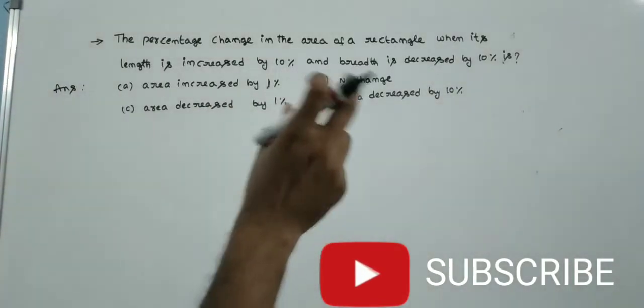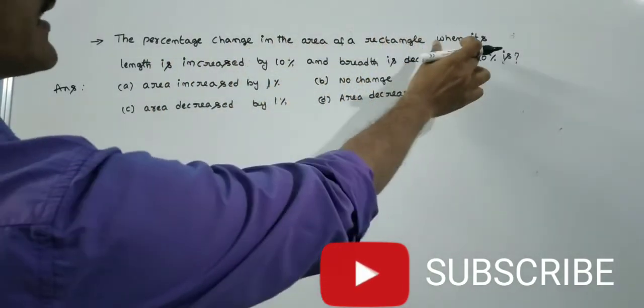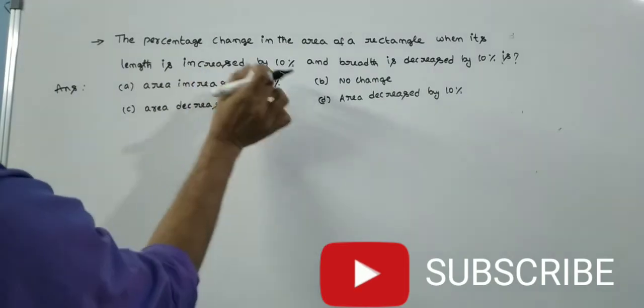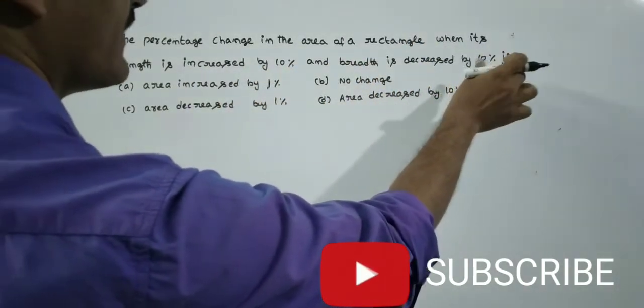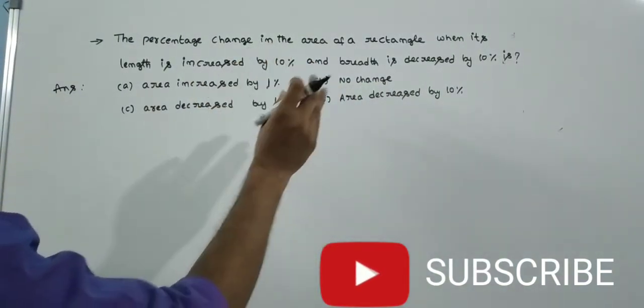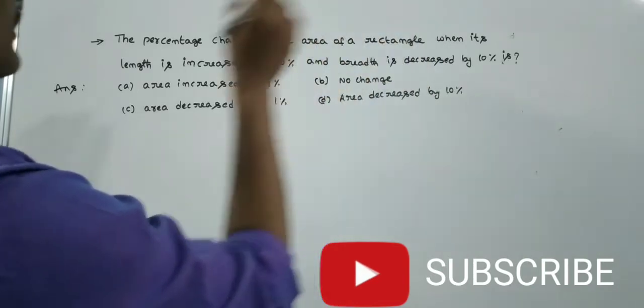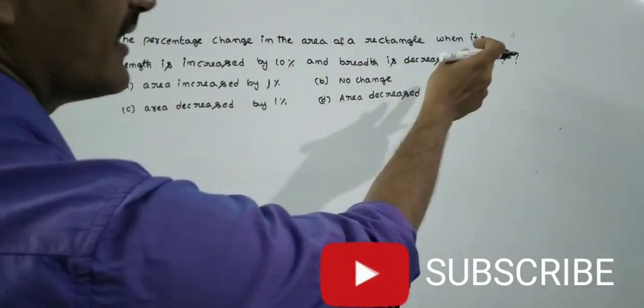See friends, another problem. The percentage change in the area of the rectangle when its length is increased by 10% and breadth is decreased by 10%. See friends, what he is asking: the percentage change in the area of the rectangle when its length is increased by 10% and breadth is decreased by 10%.